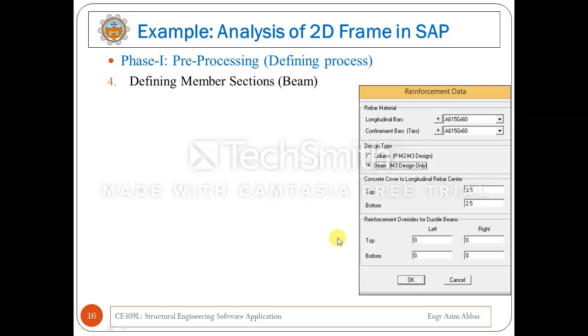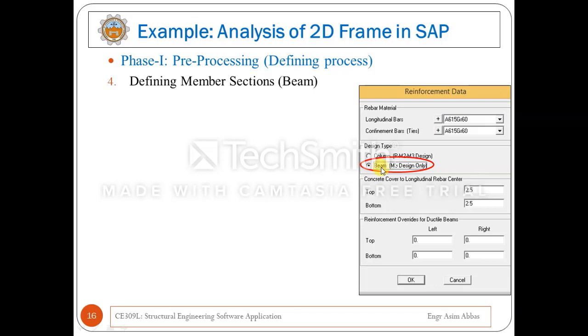In the design type, SAP designs two different types of cross section, named column and beam. First I will discuss the beam. SAP 2000 designs a beam for M3 design only. It means the bending moment in the third direction. What is the bending moment in the third direction?